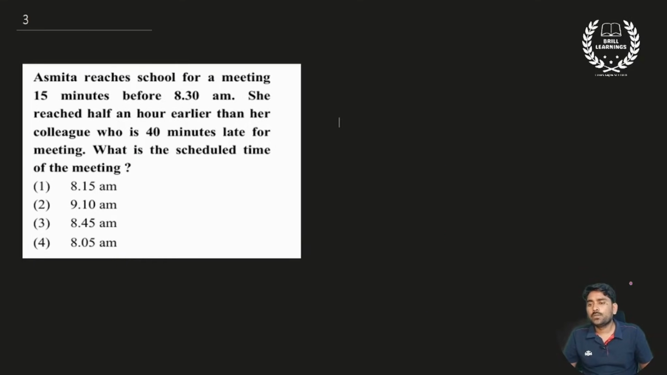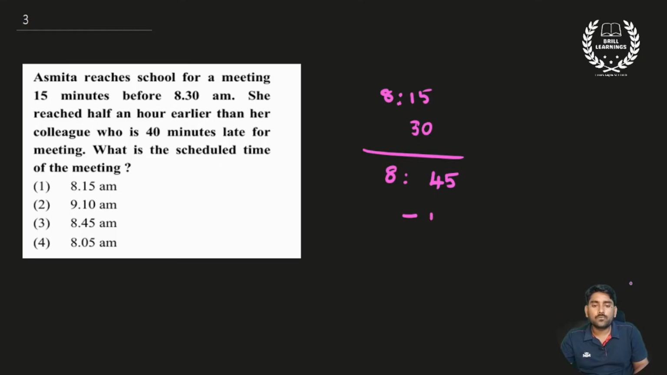Let's move on to the next question. Ashmita reaches school for a meeting 15 minutes before 8:30 am. That means she attended the meeting at 8:15. You can deduct 15 minutes. She reached half an hour earlier than her colleague who is 40 minutes late for the meeting. She reached half an hour earlier than her colleague, which means her colleague came half an hour late. Add that 30 minutes to it, we will get 8:45. The colleague is 40 minutes late for the meeting, so deduct that 40 minutes. Then we'll get the starting time of the meeting. So this is our answer.